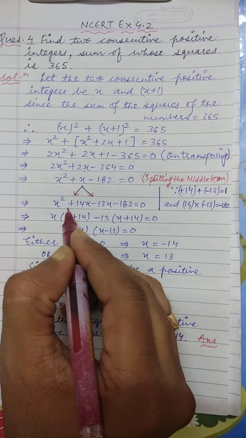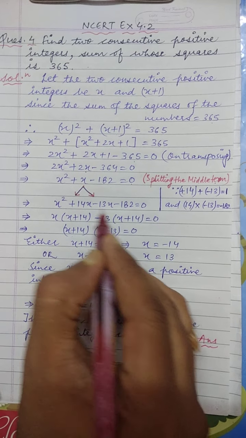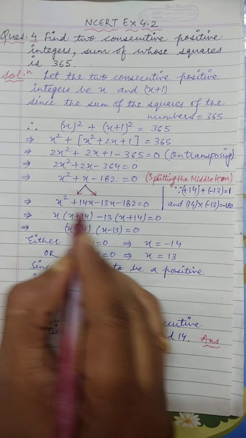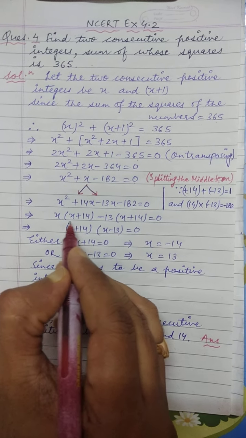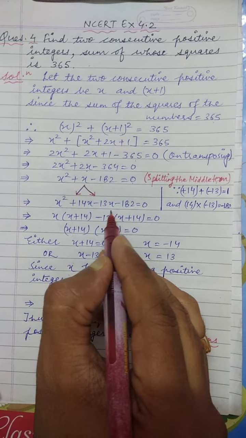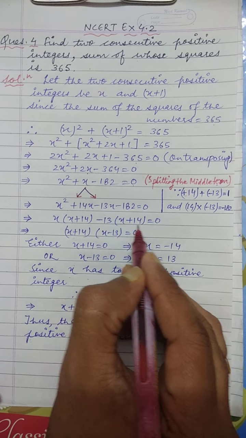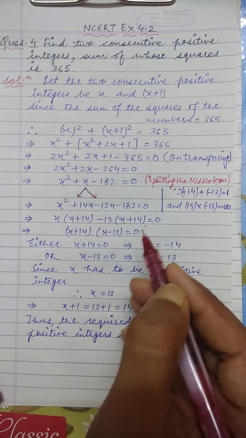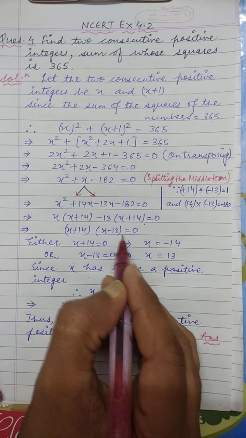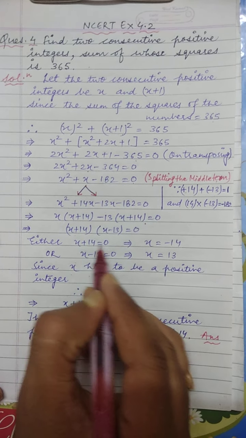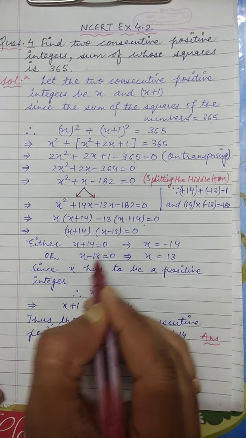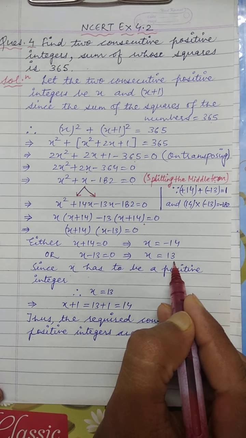Now again it implies that x square plus 14x minus 13x minus 182 is equal to 0. Now taking x common in the first two terms, we get x plus 14 as our linear factor. And taking minus 13 common in the last two terms, we get again x plus 14 as a linear factor, equal to 0. So it implies that the linear factors are x plus 14 and x minus 13 equal to 0. So either x plus 14 is equal to 0, so x equals minus 14, or x minus 13 is equal to 0, so x equals 13.